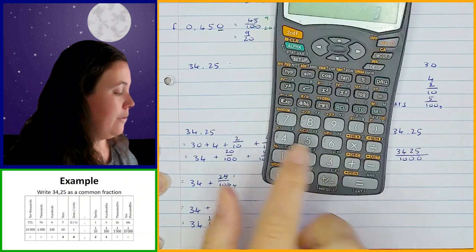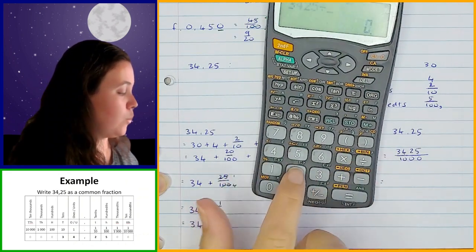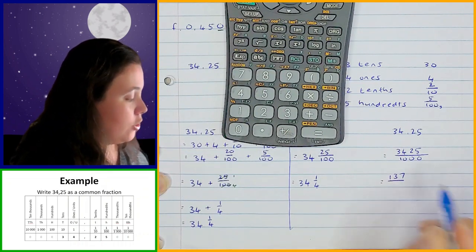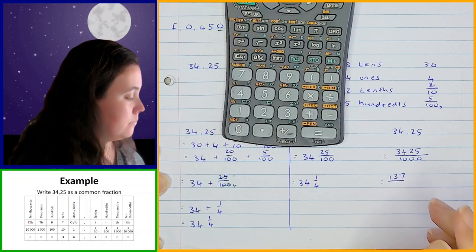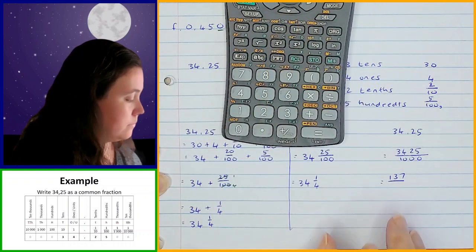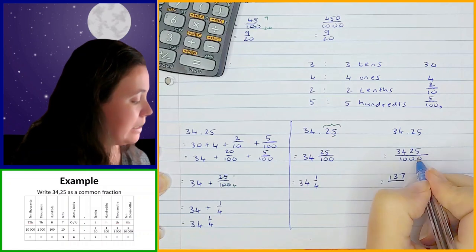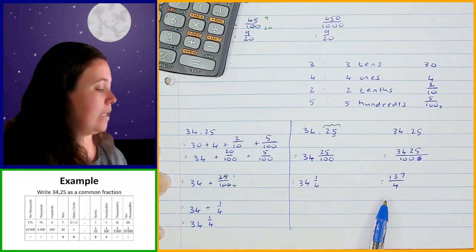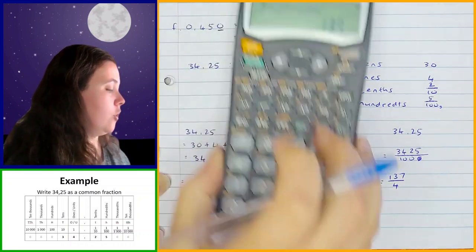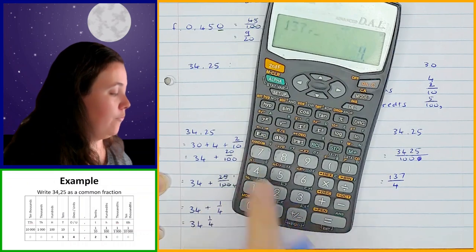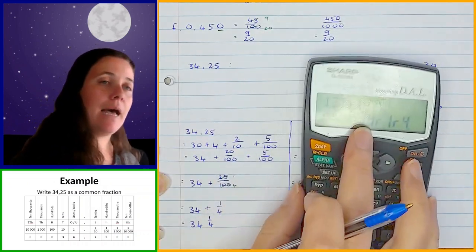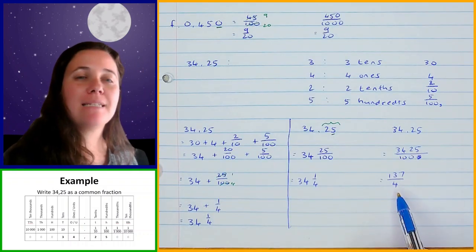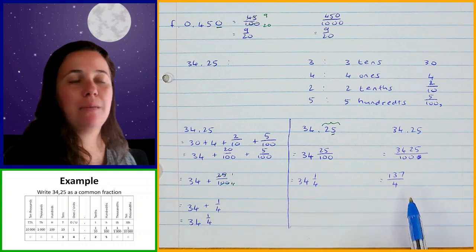by saying 3,425 divided by 25 is 137. Over 1,000 divided by 25, this is supposed to be 100, sorry, over 100. 100 divided by 25 is 4. Okay, so 137 over 4, if I say 137 over 4, it is the same as 34 and a quarter. Okay, so that is actually the same as 34 and a quarter. It's just been written as an improper fraction.